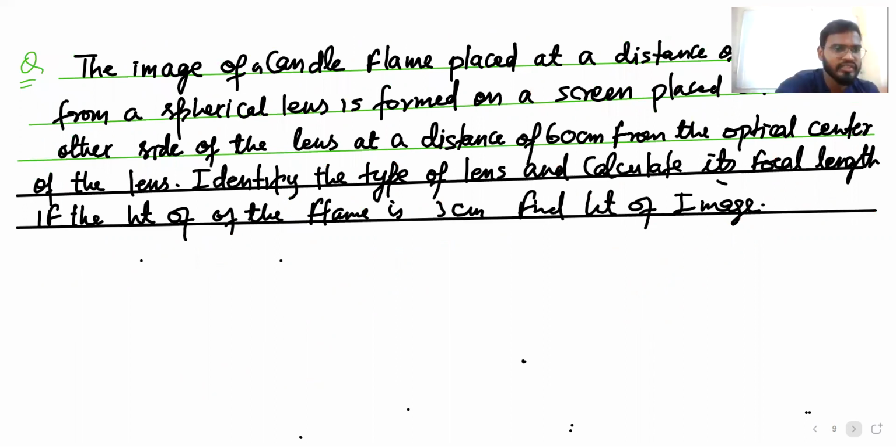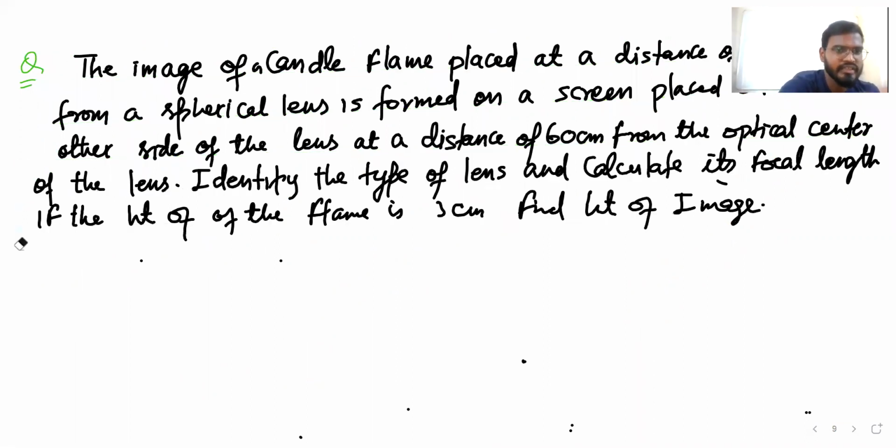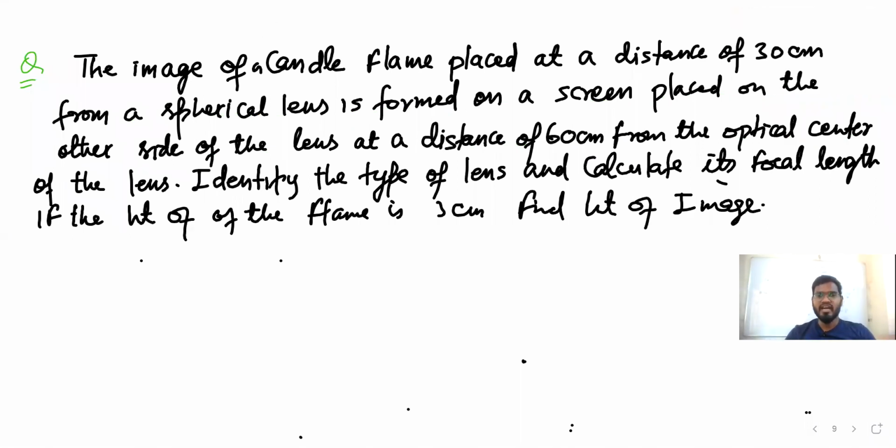Now let's see this question. This question, if you see here, what they are asking, that big question. The image of a candle flame placed at a distance of 30 centimeter from a spherical lens is formed on a screen placed on the other side of the lens at a distance of 60 centimeter from the optical center of the lens. Identify the type of lens, calculate.